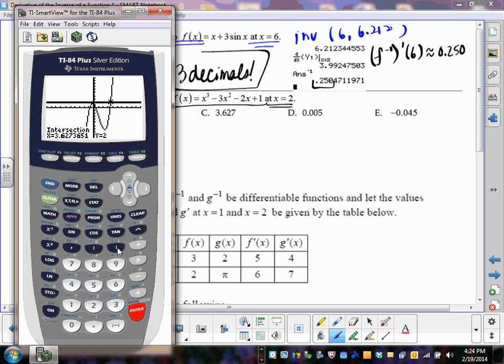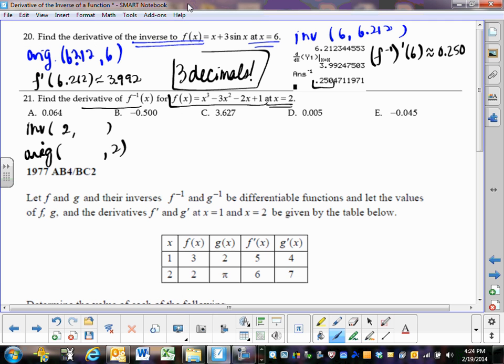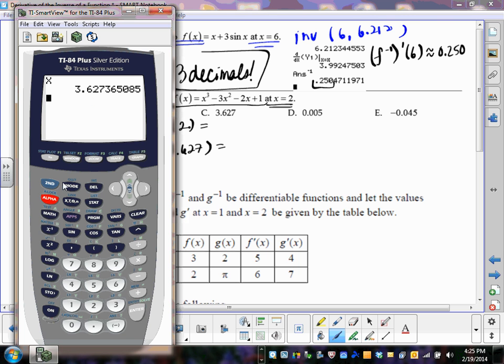Do the derivative of the y1 at the stored value of x, and flip that. So the original derivative at 6.212 is approximately 3.992. And the inverse derivative at 6 is approximately 0.250.